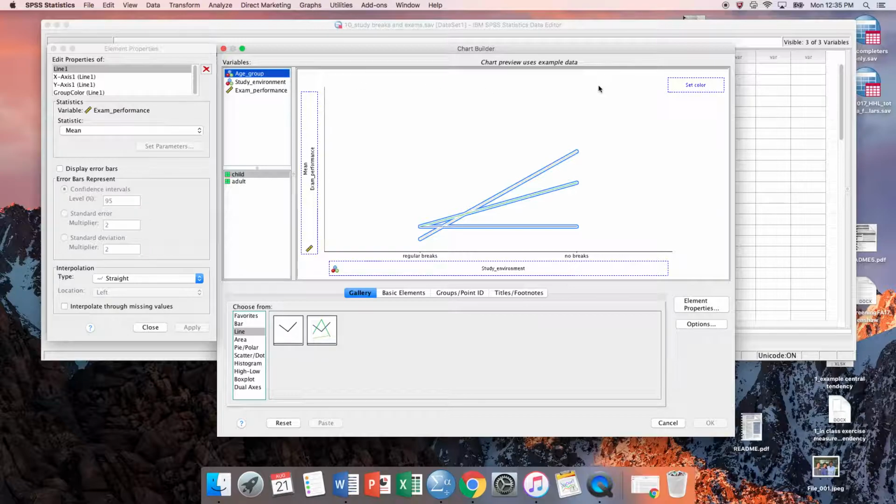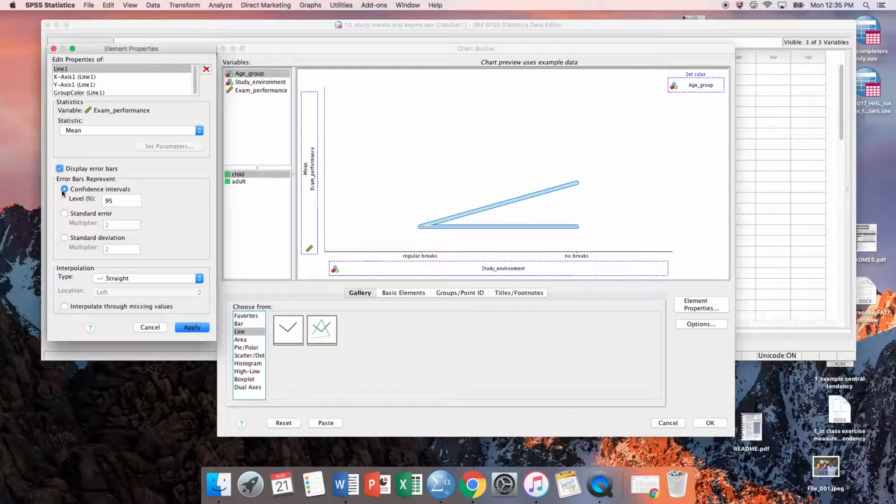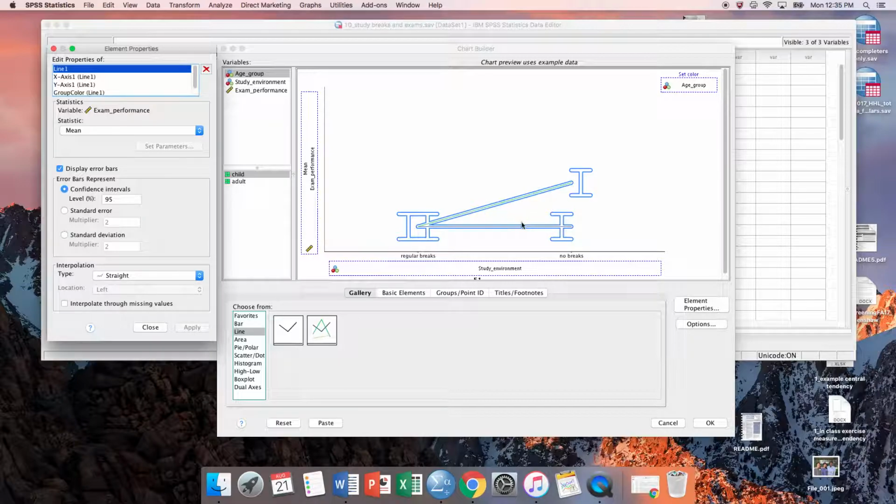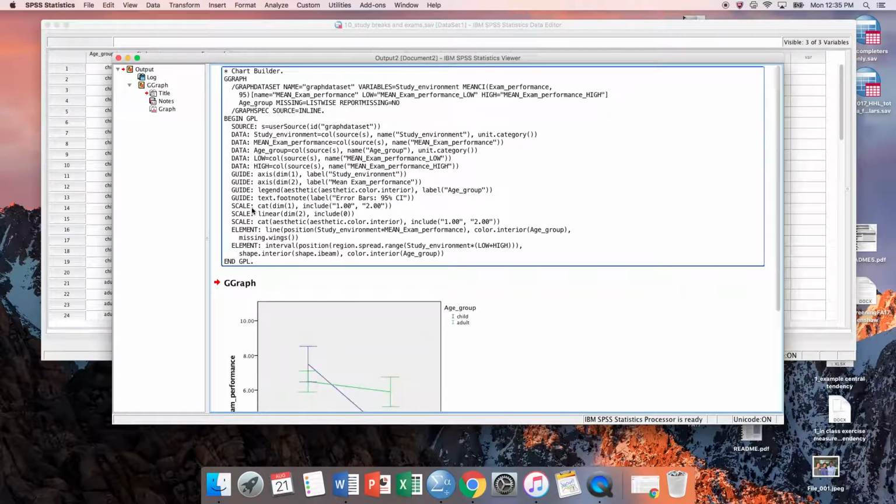So I'm going to take age group, and I'm actually going to drag it all the way over here to set color. And now I can see that I've got different colors by age group and different levels of break, or study environment, on the x-axis. As always, I'm going to choose the error bars that represent the confidence intervals and hit apply. And now it's starting to look the way that I think it's going to. So let's hit OK and take a look.